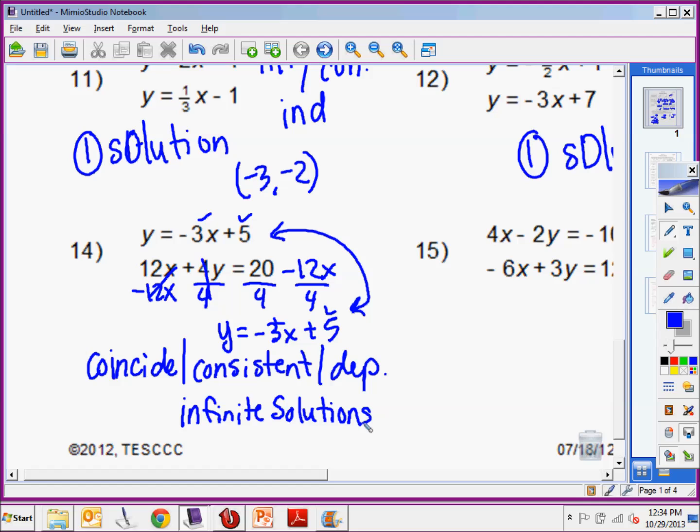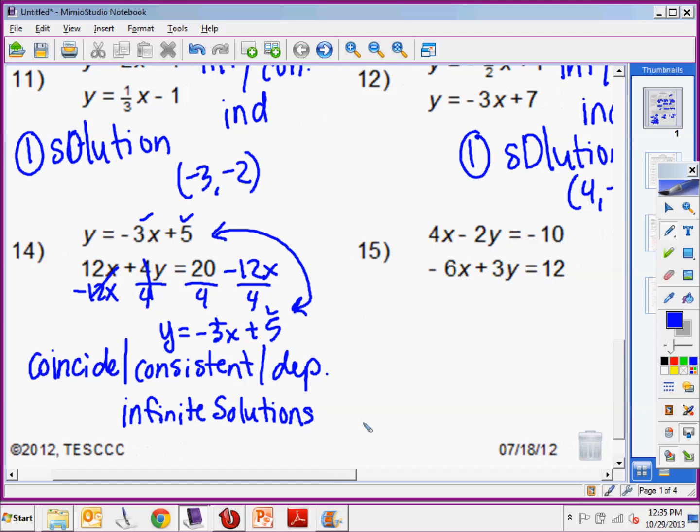So with coinciding, do I even have to graph it? Guys, do I need to graph with coincide? No, because once I figure out it's coinciding, I know all of this is true.